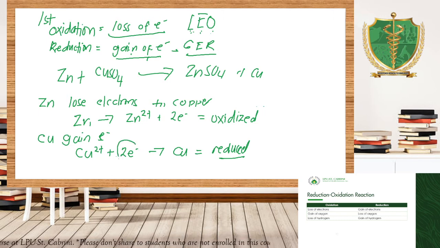Nag-gain ba ng electron si copper? Yes. Saan nanggaling yung 2 electrons ni copper? Kay zinc. Si zinc ba nag-lose ng electrons? Yes. Okay? Ngayon, yung dalawang lose na electrons ni zinc, saan siya mag-attach? Sa copper sulfate para po meron siyang dalawang electrons na makuha. Okay? So please take note of this.